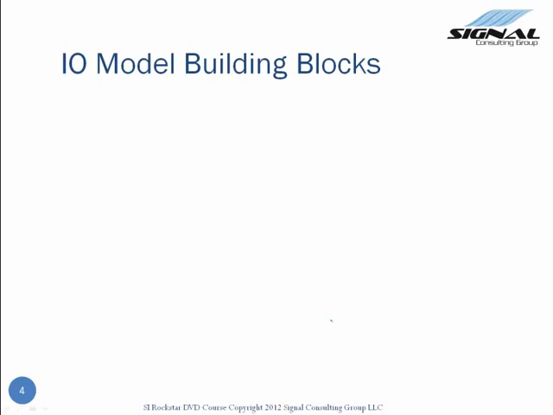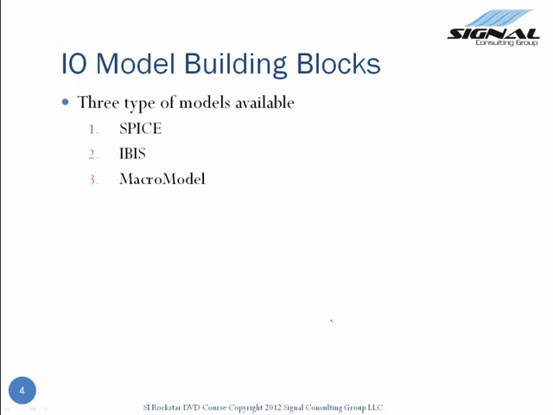So the I/O model building blocks. As I said, there's really 3 types of models available. And the first one is SPICE. And then there's IBIS, and then there's macro model. And this is actually the order of how you'll normally find models: there's a SPICE model, and then there's an IBIS model, and then there might be a macro model.